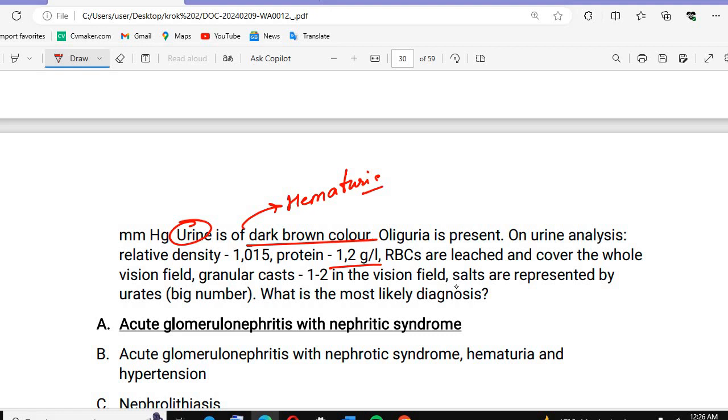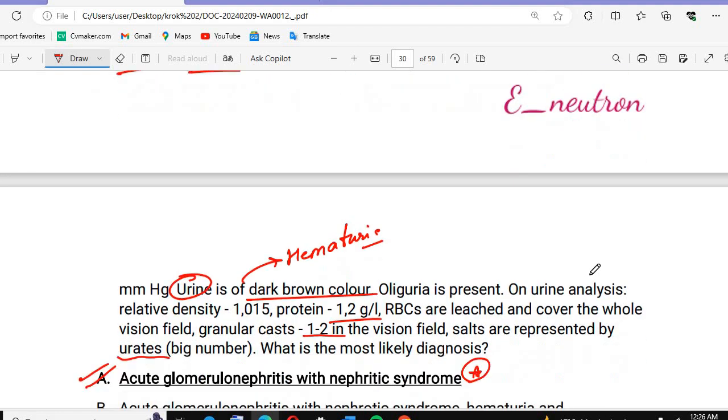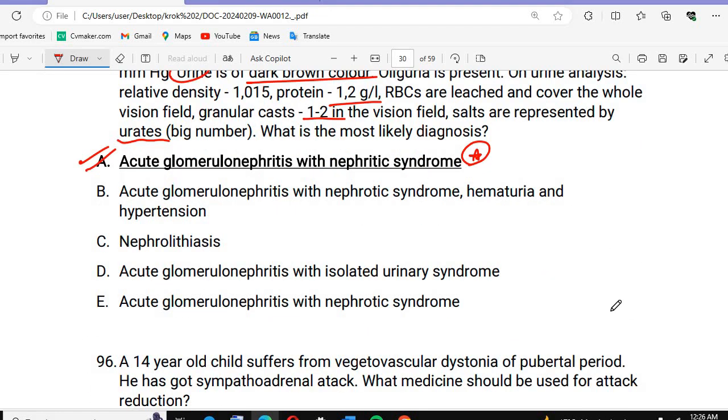Then RBCs are leached and cover the whole vision field. Granular casts 1 to 2. Salts are represented by urates, a big number. What is the most likely diagnosis? That is acute glomerulonephritis with nephritic syndrome. So any hematuria condition is there. Along with that, we can see the edema of the face and the legs. All these things we already discussed.